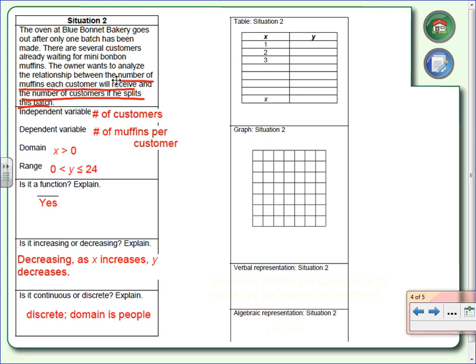Now, if you remember, on the last one we also said it was discrete, and that was because we couldn't have part of a muffin. Well, now we're saying it's discrete because you can't have part of a person. You can have 1 person, 2 people, 3 people, but you can't have 3.5 people. So this is why we're not connecting the points. There is no such thing as a partial person.